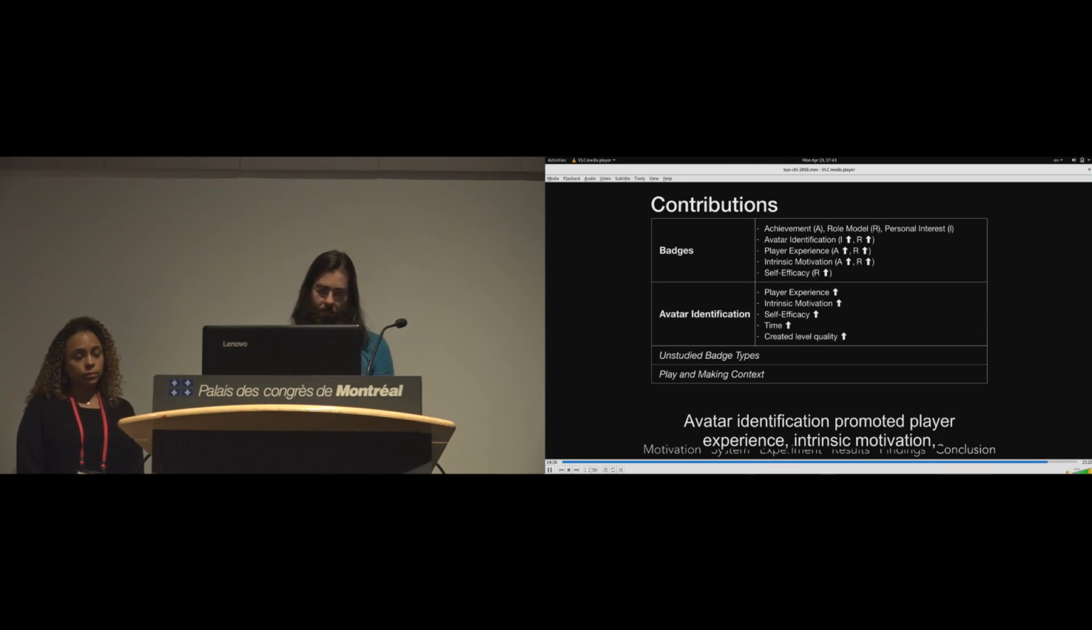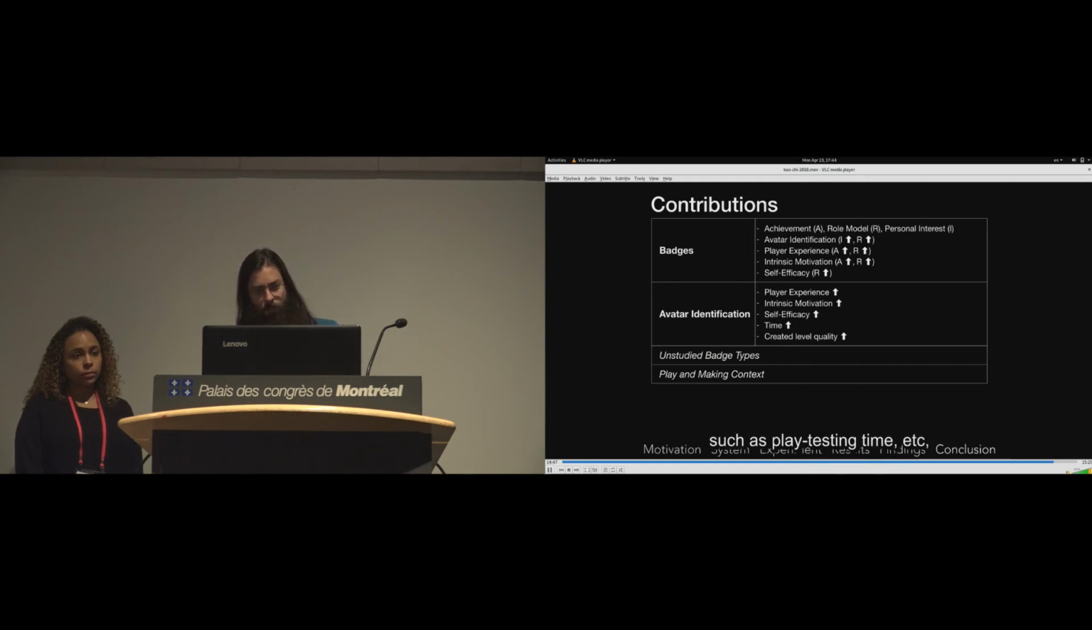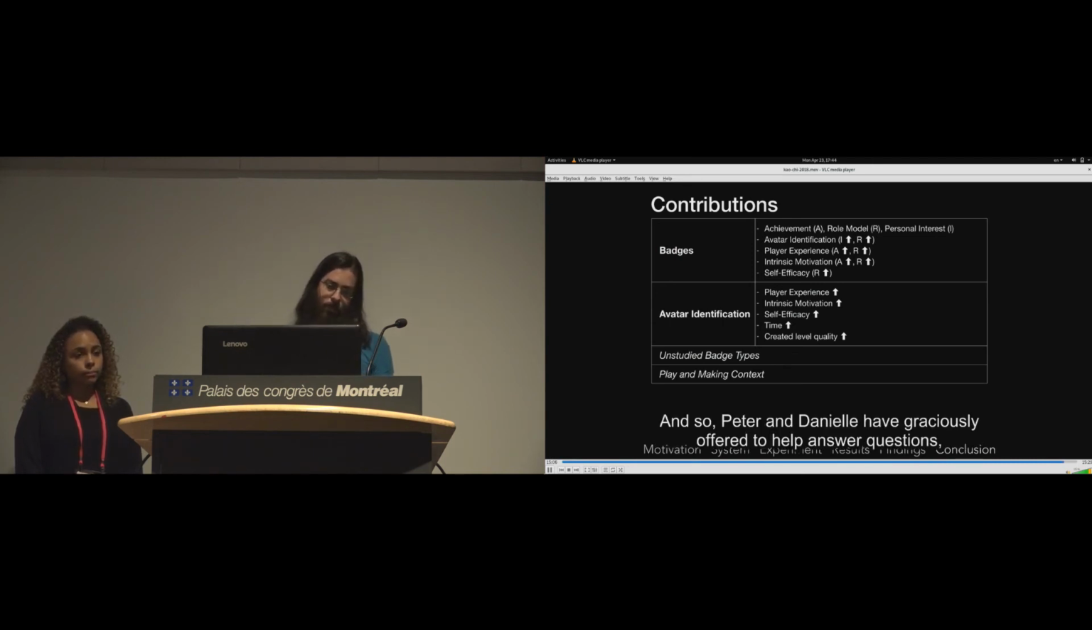Avatar identification promoted player experience, intrinsic motivation, self-efficacy, and the total time spent playing and making. Avatar identification also promoted other meaningful in-editor activity, such as playtesting time, etc., and led to significantly higher overall quality of the completed game levels, as rated by 3 QA testers. Here, we've conducted a first study on alternative badge types and a first study of badges and avatar identification in a making context.